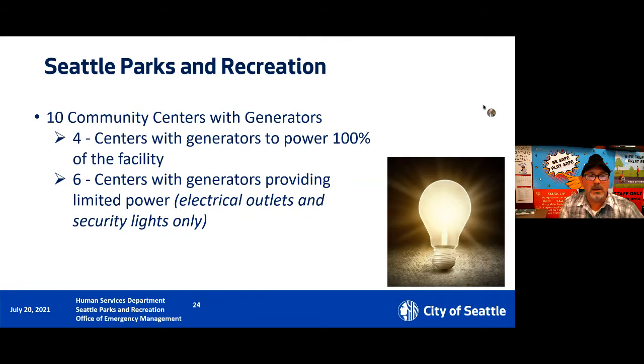So we have 10 community centers that have generators. 4 of our centers with generators can power 100% of the facility. 6 of them have generators that can provide limited power, kind of like electrical outlets and some security lights only, just based on the size of the generator. And we have a graphic shown in the bottom right hand side of this slide of a very bright and lit light bulb. Next slide, please.